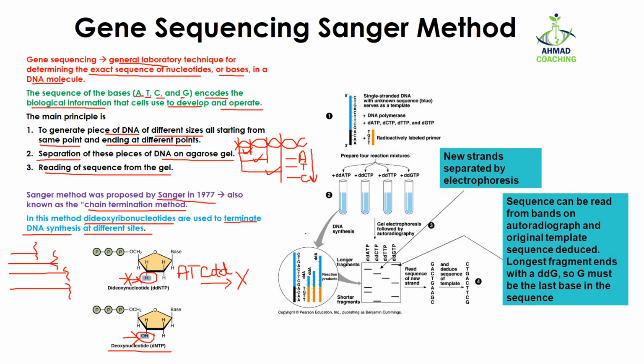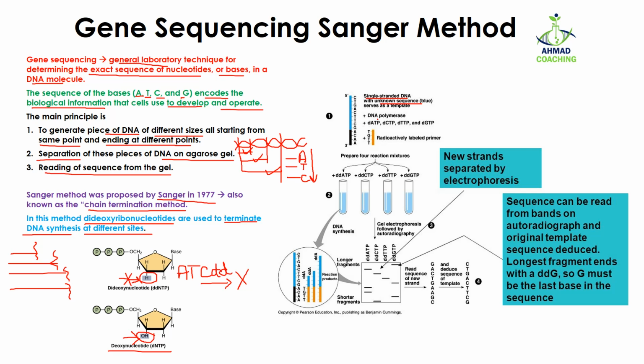Here is the diagram or flow of the Sanger method. In the first step, we have a single-stranded DNA with an unknown sequence. Why is the sequence unknown? Because we are going to find out its sequence. You can see this is the sequence.